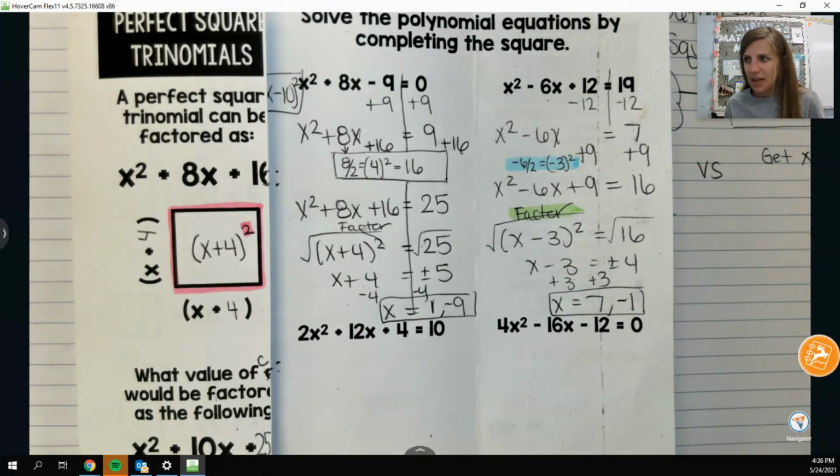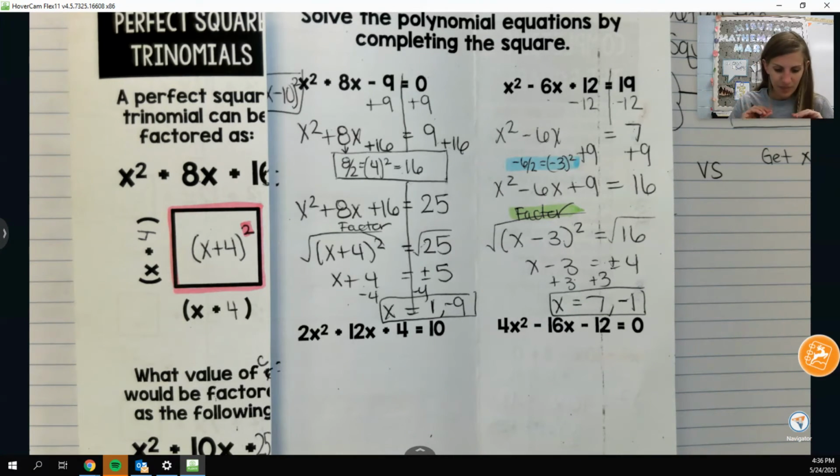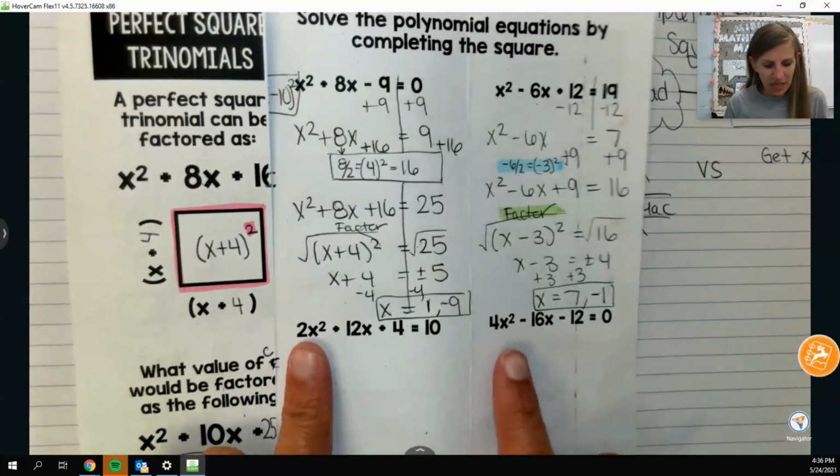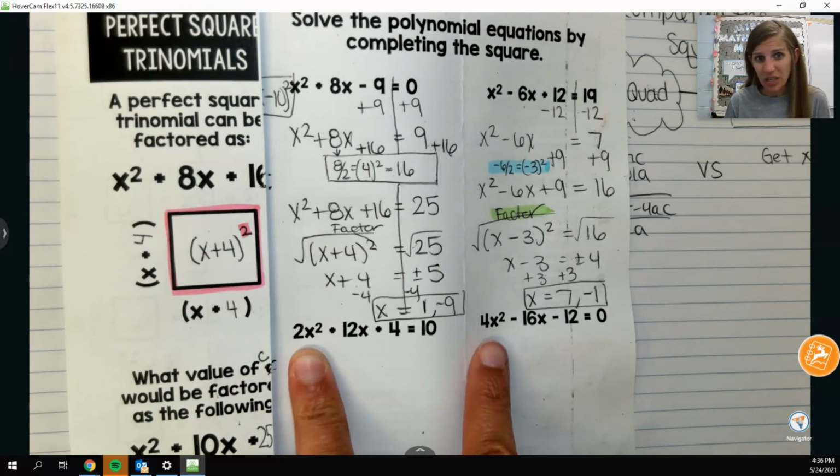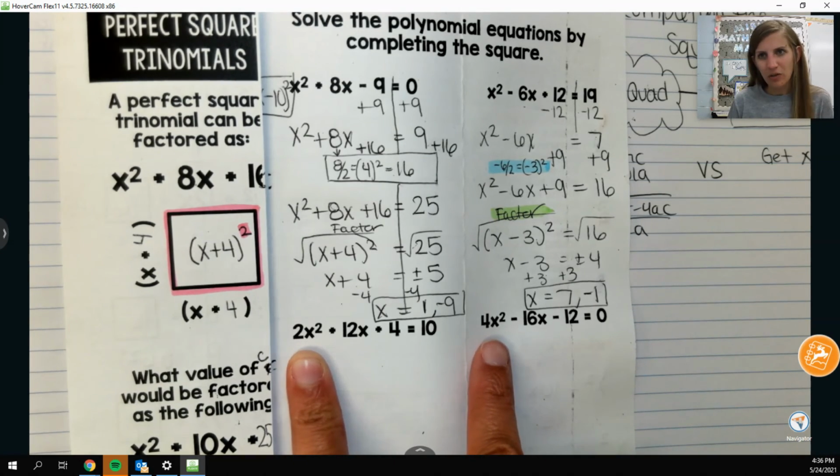And then I feel like we're maybe not going to do these next 2. Yep, we're not going to. The reason that we're not going to do these bottom 2 guys is because they do have an a value, and when we have an a value, it's a lot trickier, and we just don't need to worry about that yet. We'll save it for Algebra 2.